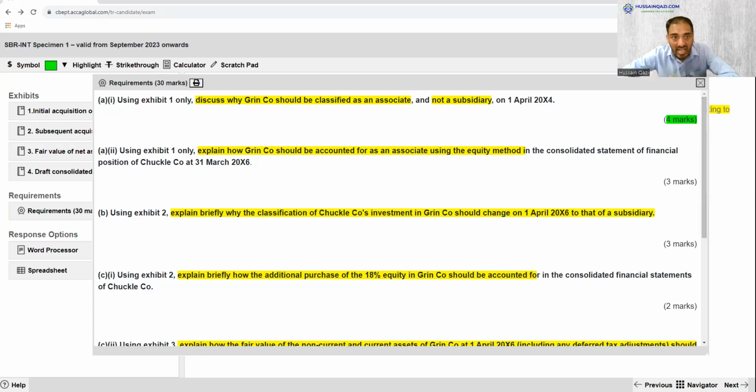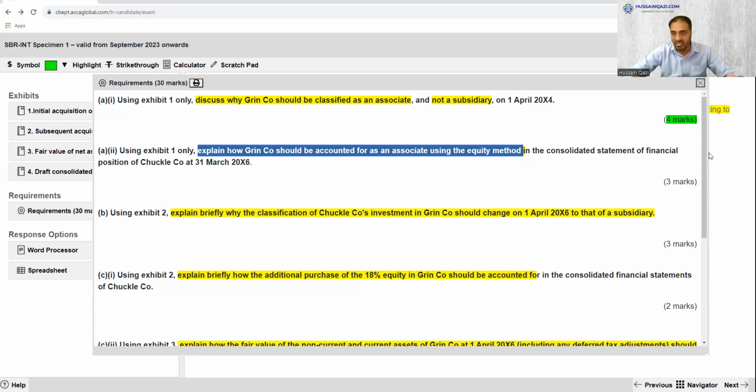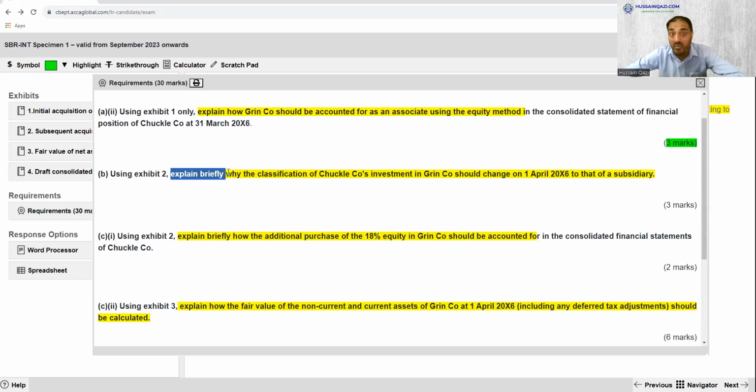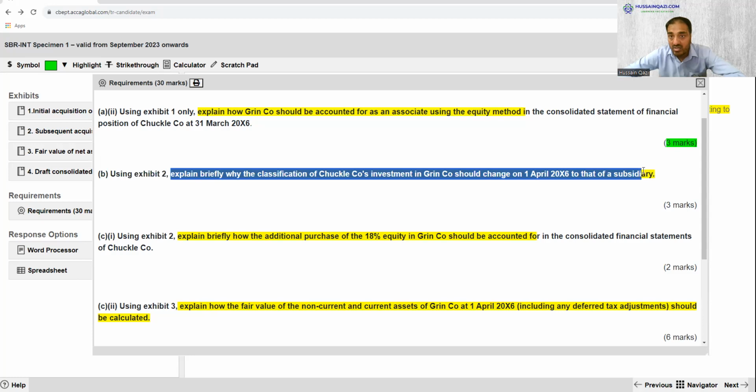Number 2, explain how Grin should be accounted for as an associate using the equity method. It's very simple, straight, 3 marks. How the associate should be accounted for using equity accounting at 31st March. Explain briefly why the classification of Chuckle's investment in Grin should change on 1st April to that of a subsidiary. Once again, the reference is IFRS 10. Based on this, why the investment in Grin becomes a subsidiary. 3 marks.